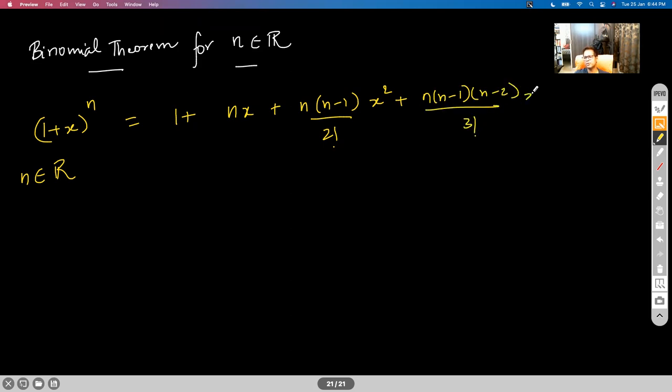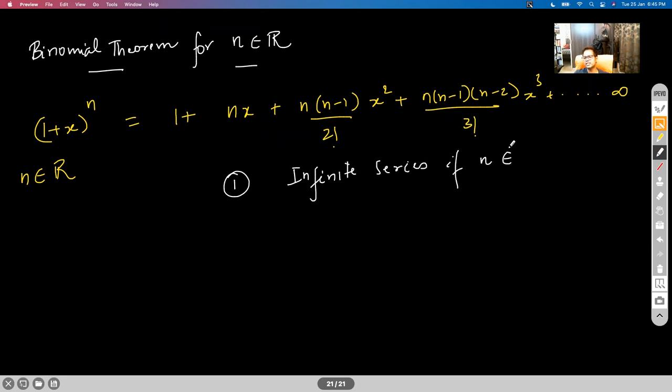So here, a couple of things to be noted down. Number one, it's an infinite series. It's an infinite series if your n is not a whole number. Why? Because in our whole number indexes, we used to stop somewhere because we used to reach a stage where we have to write n minus n, isn't it?